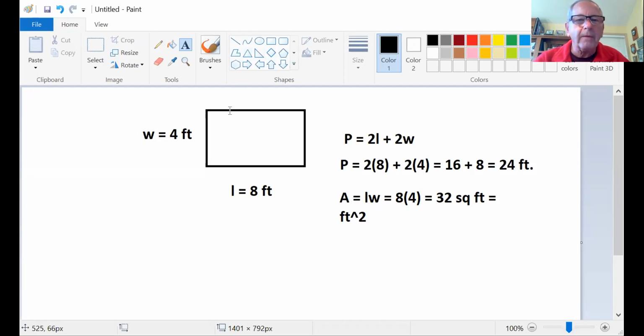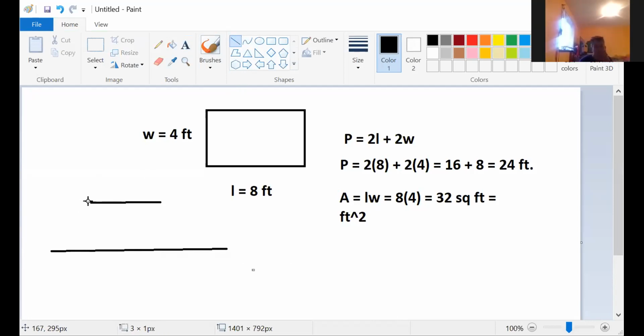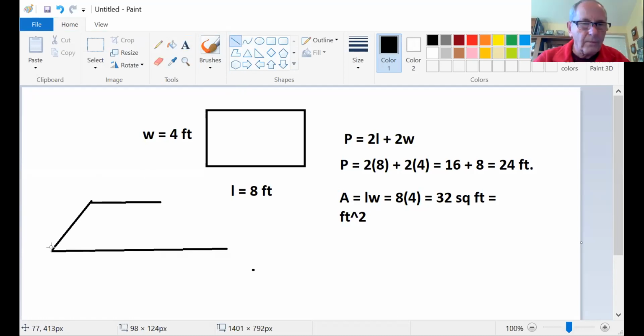But if you had a trapezoid, and I can't use my little things to do that, I'll just draw it. A trapezoid, that's what we talked about. It's like this. That's one side, and then you've got another side like this, right? And then you've got a side like this, and a side like this. Okay, that's a trapezoid. It's got two lines that are parallel.